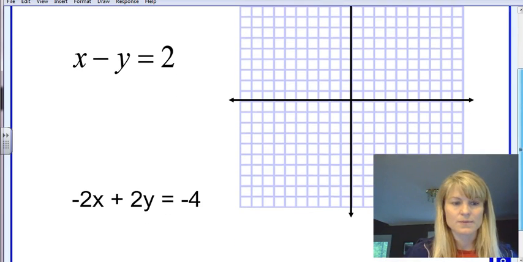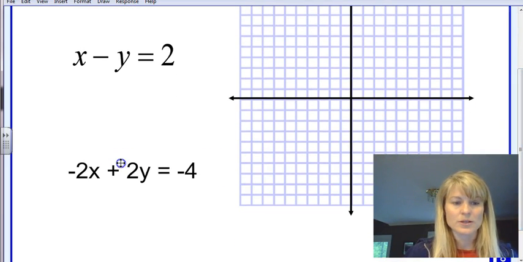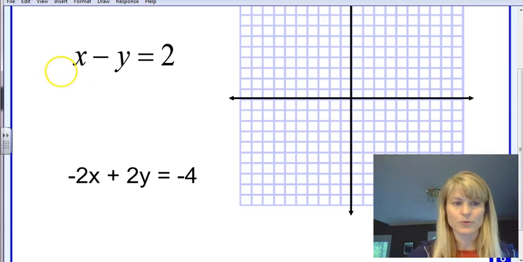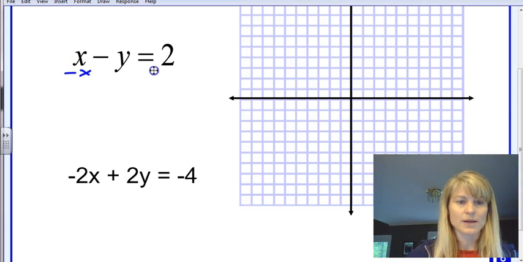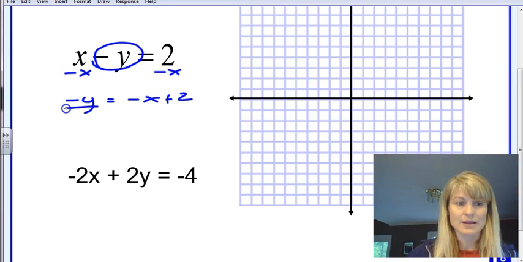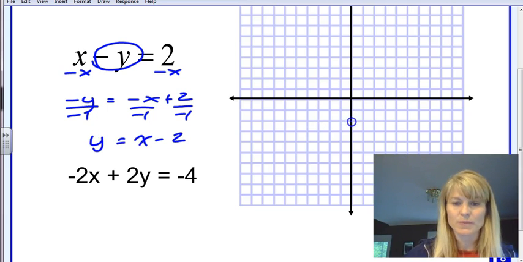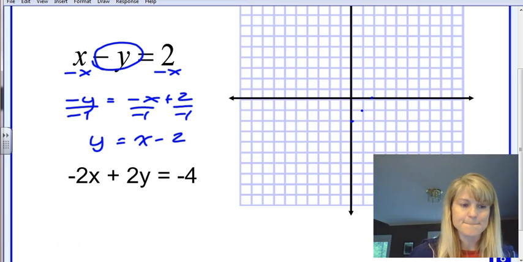Now we're going to look at this set right here. We have this equation, which we need to get into slope-intercept form. So we're going to subtract the x. Don't forget that's -y. So we have -y equals -x plus 2. And then we can't leave that negative, so we'll divide everything by -1. That gives me y equals x minus 2. So I have my -2, and it goes up 1 over 1. Now we can draw that.